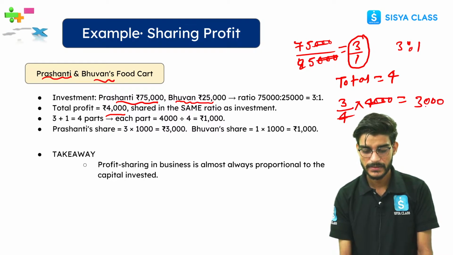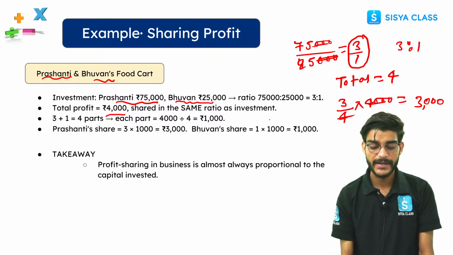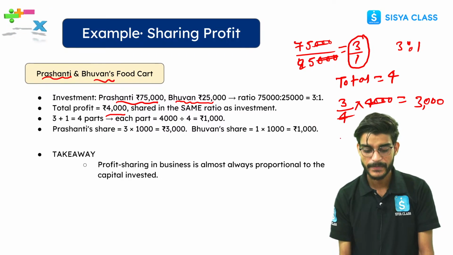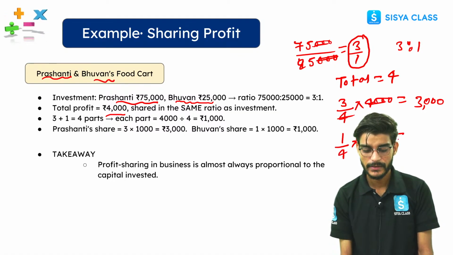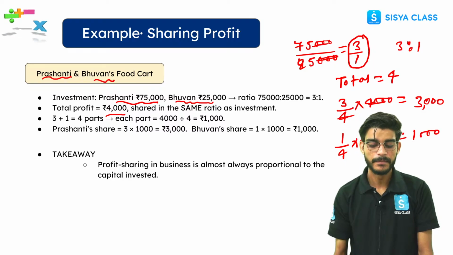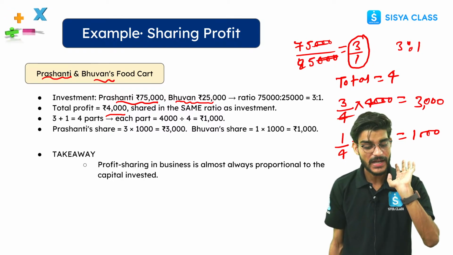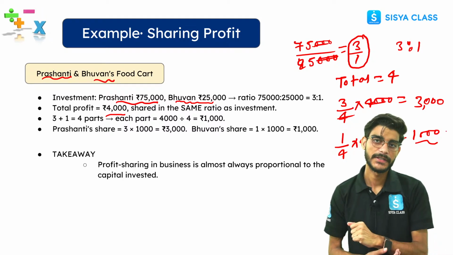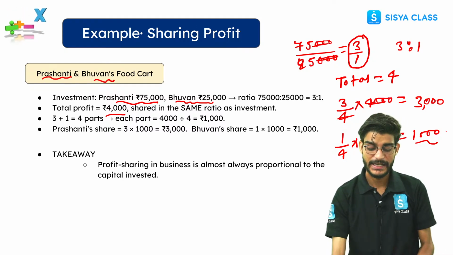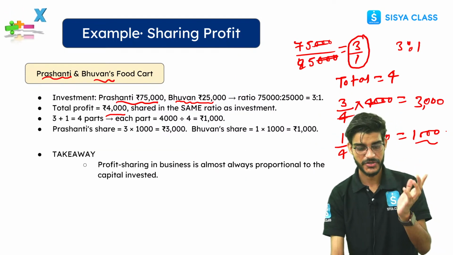It is that simple, sir. 3,000. Now this is for Prashant, right? What about Bhuvan? For Bhuvan it is 1 because it is 3:1. So 1 upon 4 into 4,000. It is 1,000. So Prashant will get the profit of 3,000 and Bhuvan will get the profit of 1,000. So this was the application of what we did, sharing, but not equal sharing, of ratios.